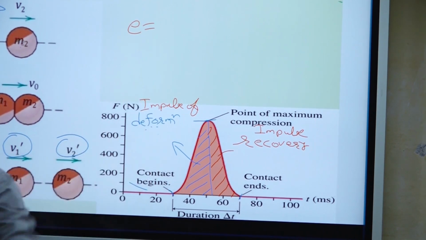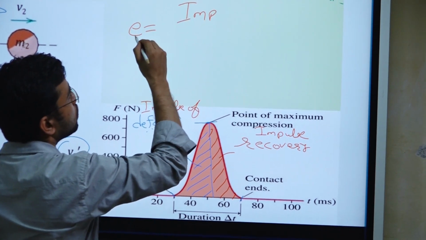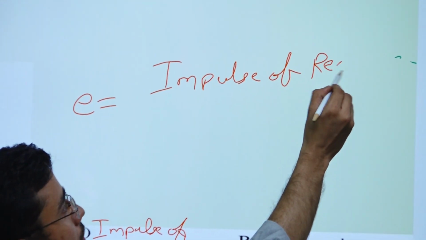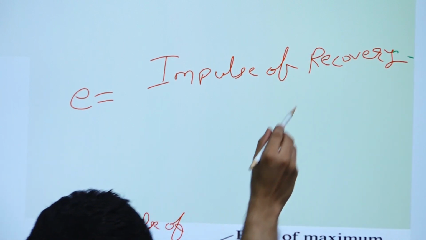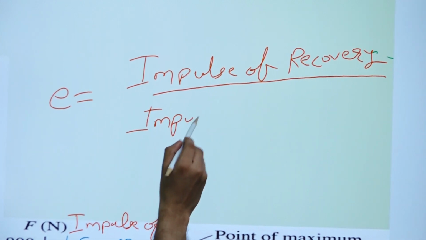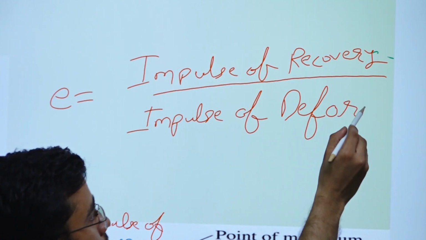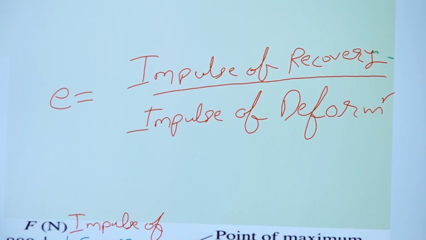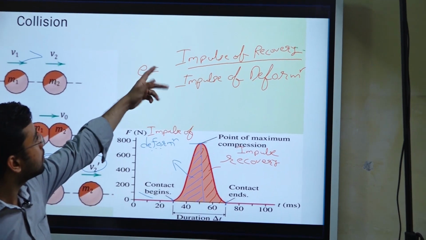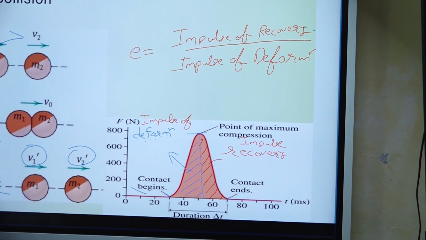So what is e? The coefficient of restitution is the impulse of recovery divided by the impulse of deformation. This area is the impulse of deformation, and this area is the impulse of recovery, and the ratio of these becomes e, called the coefficient of restitution. So that's the introduction of collision.